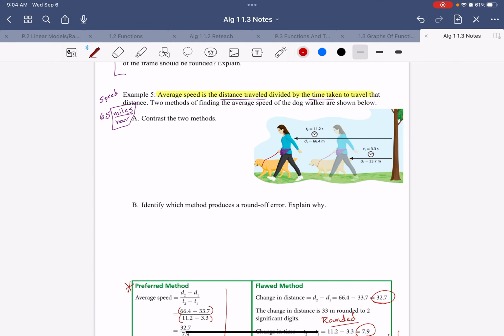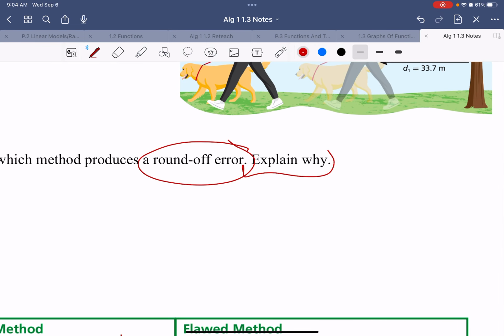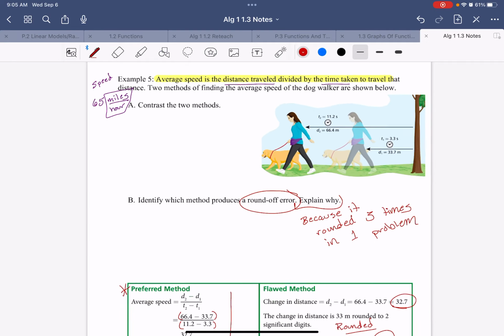Okay, so we call that round off error. Explain why: because you rounded 3 times in one problem. And we want to avoid doing that. We want one single rounding at the end.